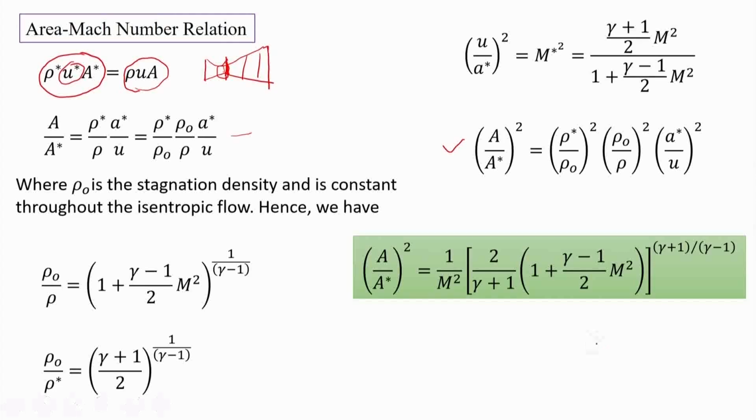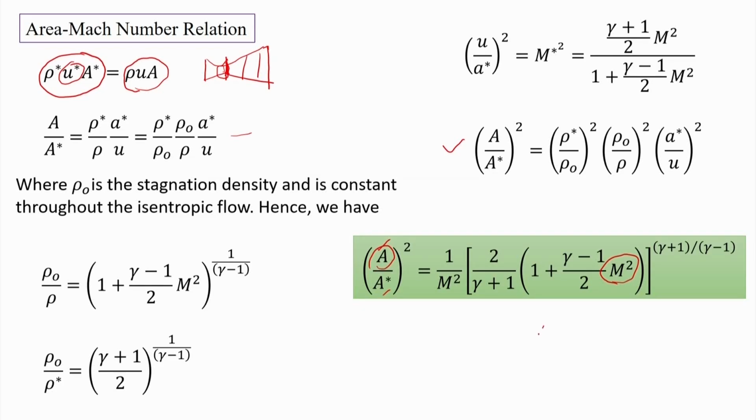Here the area Mach number relation tells us that if we know the area at a particular location, and we know A star, which is the location at which Mach number is 1, then that area ratio, if it is known to us for a given fluid, gives us the Mach number at the cross section with area A.